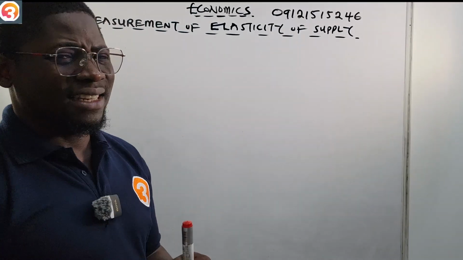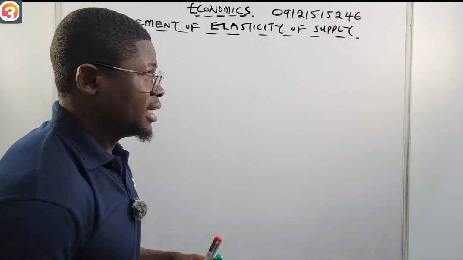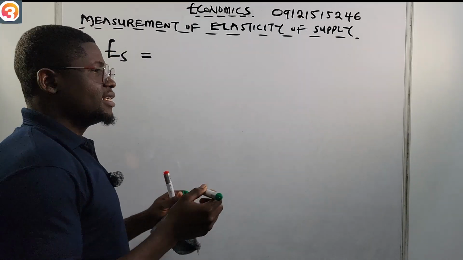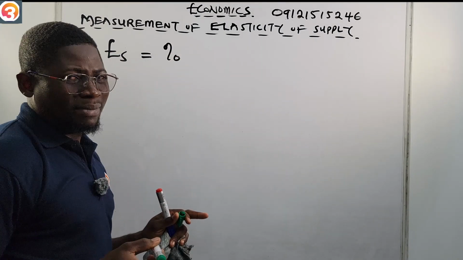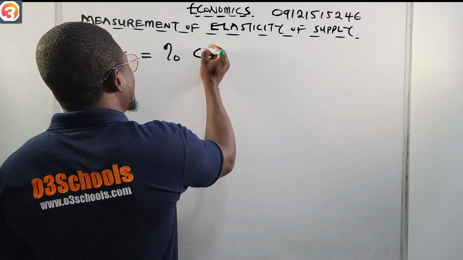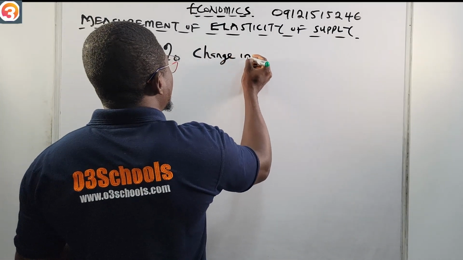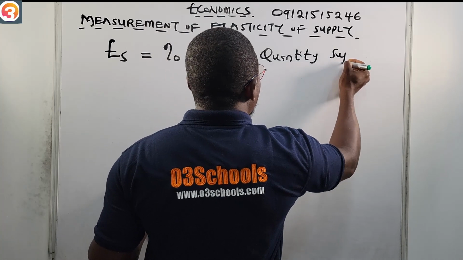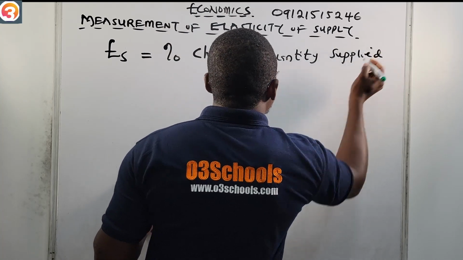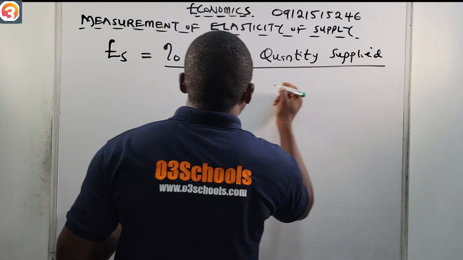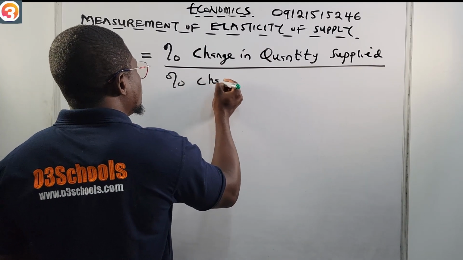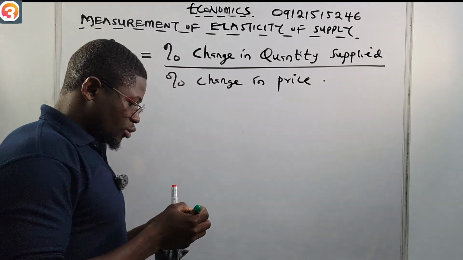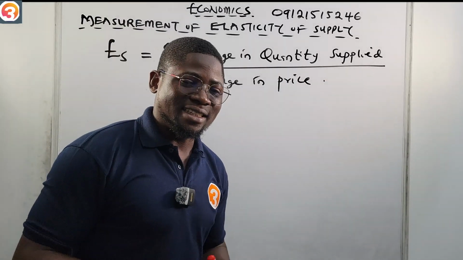Now, elasticity of supply, in very plain terms, ES, is calculated mathematically as percentage change in quantity supplied, all over percentage change in price. So this is how to calculate elasticity of supply.